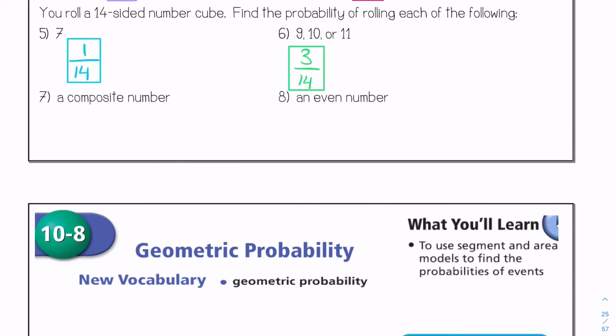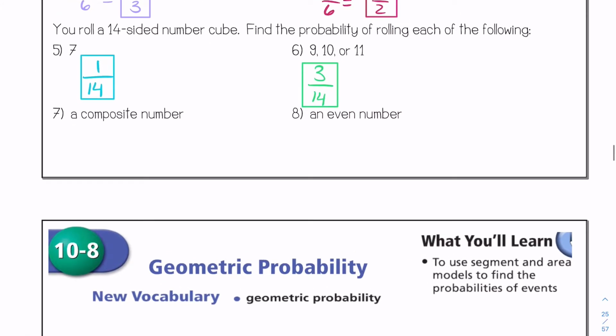A composite number, so we'll say 1, 2 is not, 3 is not, 4 is a composite number. Okay. 5 is not a composite number. 6 is a composite number. 7, 8 is a composite number. 9 is a composite number, factors 3 and 3. We have 10. 11 is not, but 12 is. So it looks like we have 1, 2, 3, 4, 5, 6, 7 of them out of 14, making the probability 1/2.